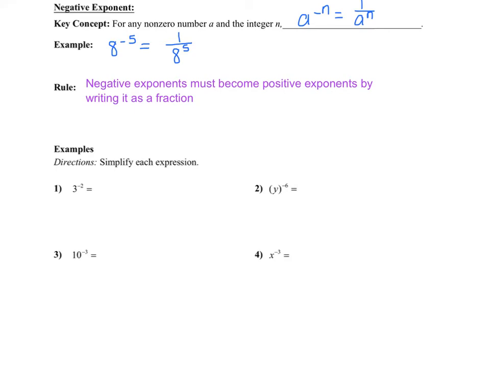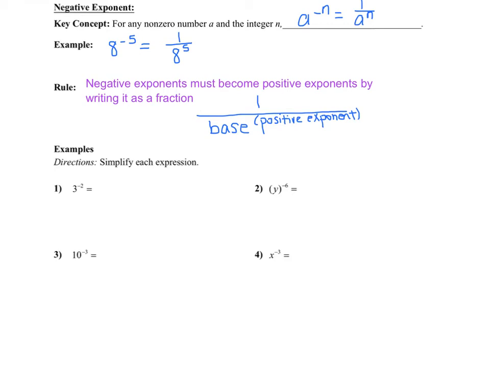Okay, so we always want to make our negative exponents into positive by writing it as a fraction. So it's going to look like this. Whenever we have a negative exponent, you're going to put your base, make your exponent positive, and it's going to be underneath 1. Okay, so it's 1 over your base, and you're making your exponent become positive. So now let's do some examples together.